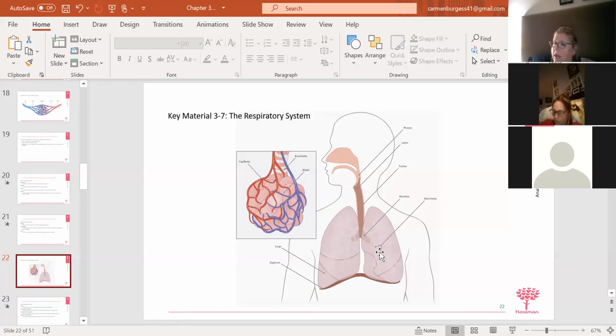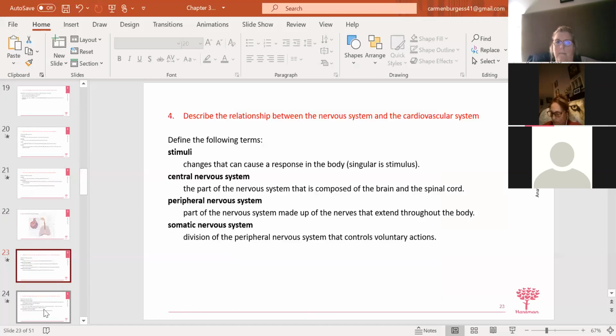Uh-oh, let me get my page. Okay, what's the next page? Nervous system? Yes. Okay, so the nervous system, and then we'll stop after the nervous system.